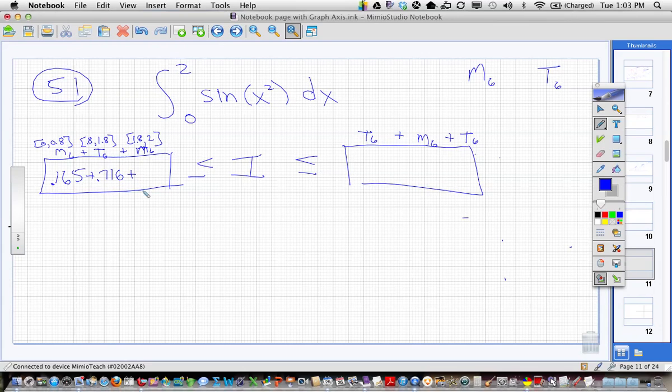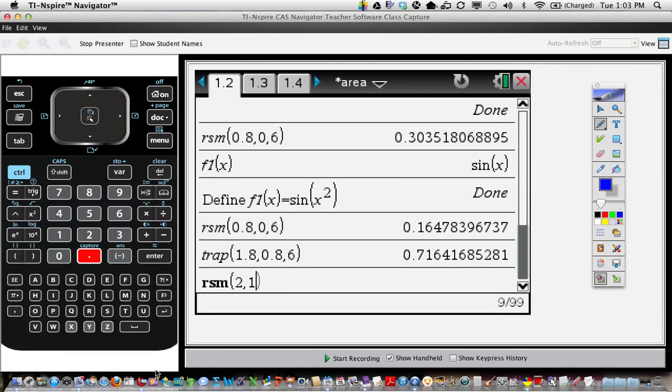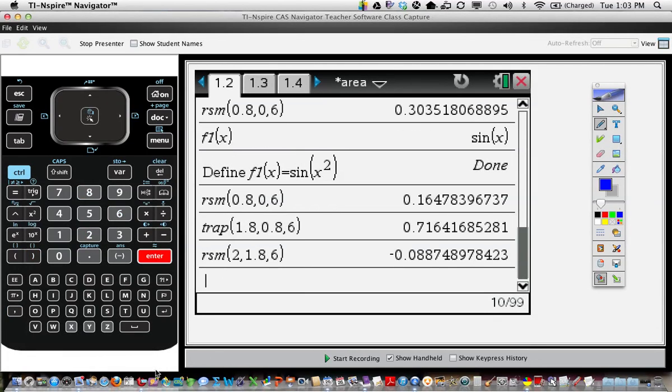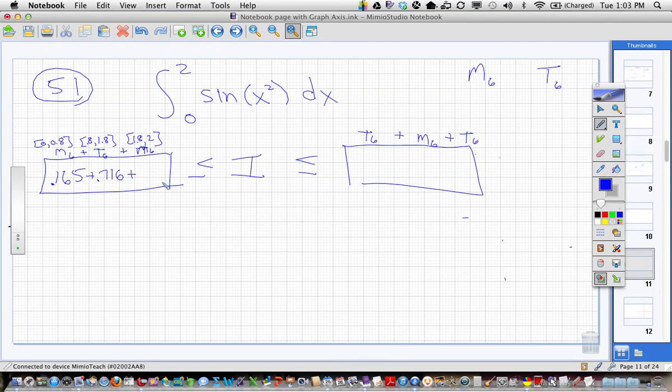Then do the next one. We want to do a mid for this one, from 1.8 to 2. So you've got to go 2, comma 1.8. That just messes me up all the time. I always type those wrong. Okay, negative. That makes sense because it went below, so it should be negative. 0.0887, or 0.089, negative.